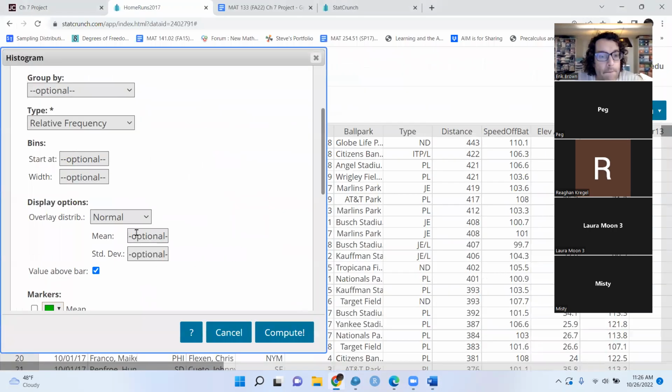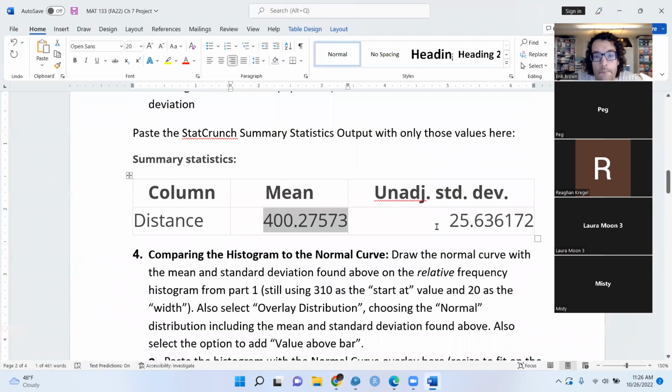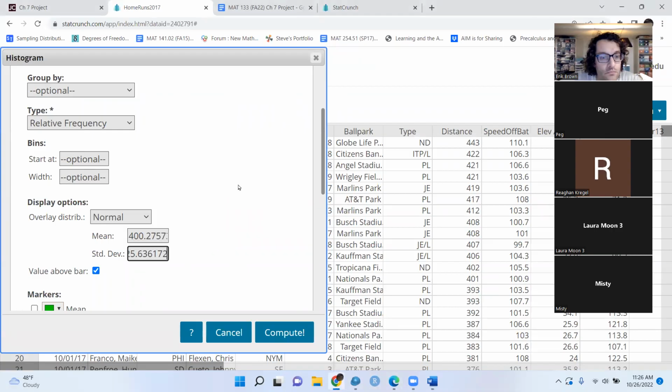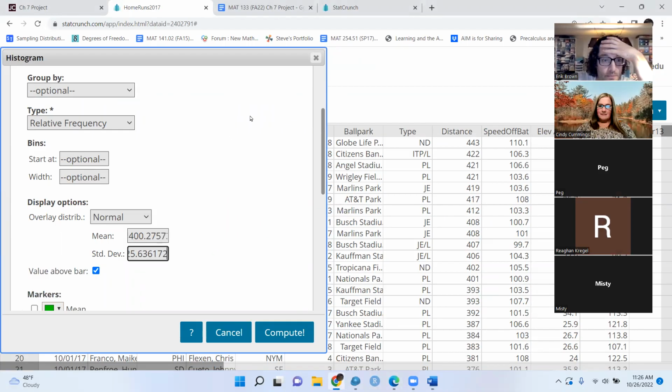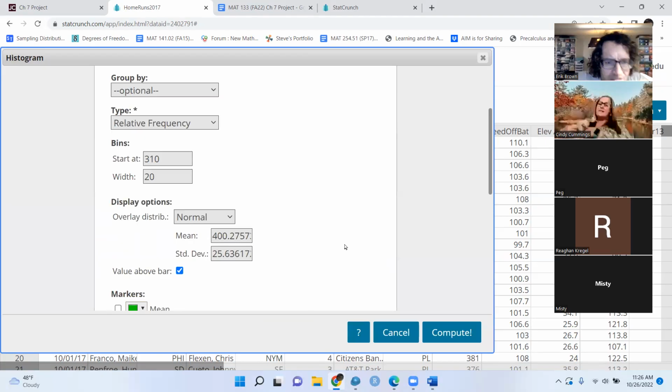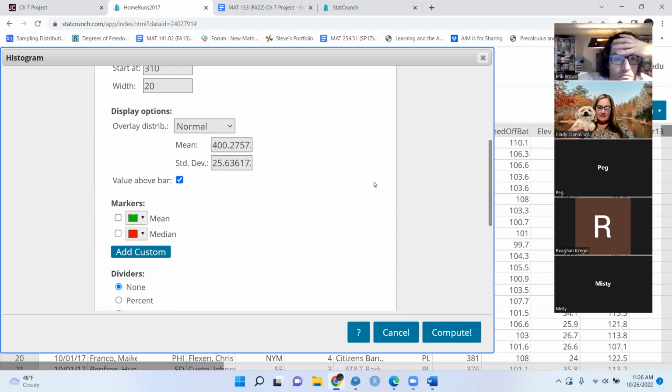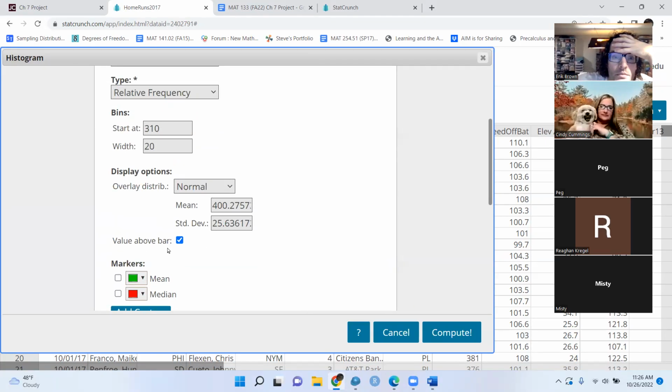Okay, so histogram. We're doing distance. Oh, you know what I bet I didn't do? Relative frequency. That'll do it. So what is it, 310 and 20? Nailed it. Let me make sure I get the right thing. No, I got the same thing. Wait a minute, did you select the value above bar checkbox down at the bottom? No. That's the reason.